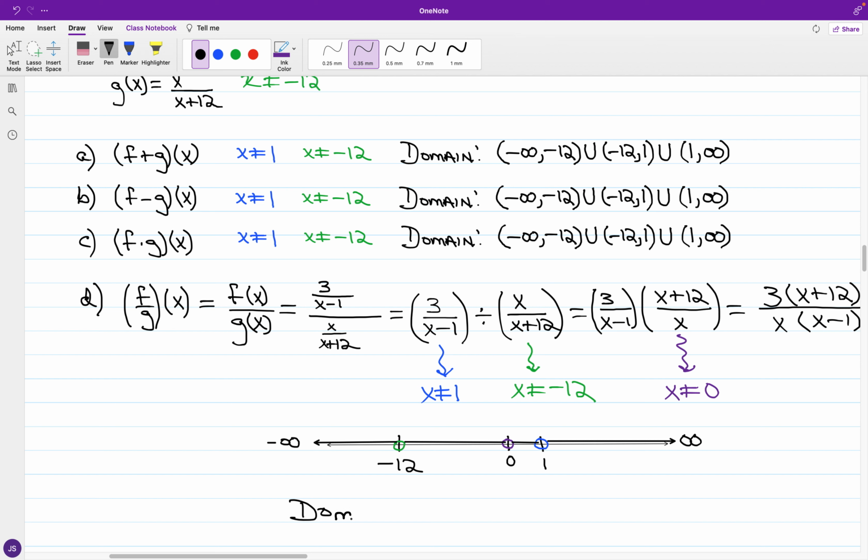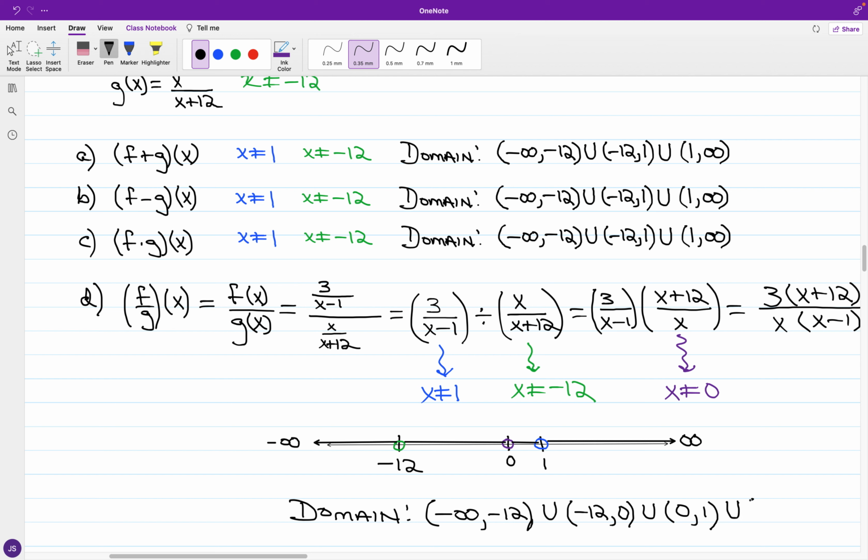So with the added exclusion of 0, we're going to have a longer interval notation for the domain of the quotient function. This time we have between negative infinity and negative 12, and then between negative 12 and 0, but not including those values. Then going past 0, approaching, and not including 1.